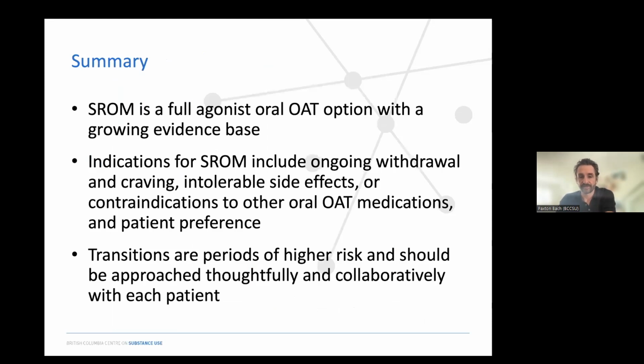And transitions are periods of higher risk. They should be approached thoughtfully and collaboratively with each patient, and often do require a bit more checking in, but should not be scary. And if they do serve a patient's long-term goals well, then absolutely, we do these all the time. They're generally well tolerated and just part of providing patient-centered care.